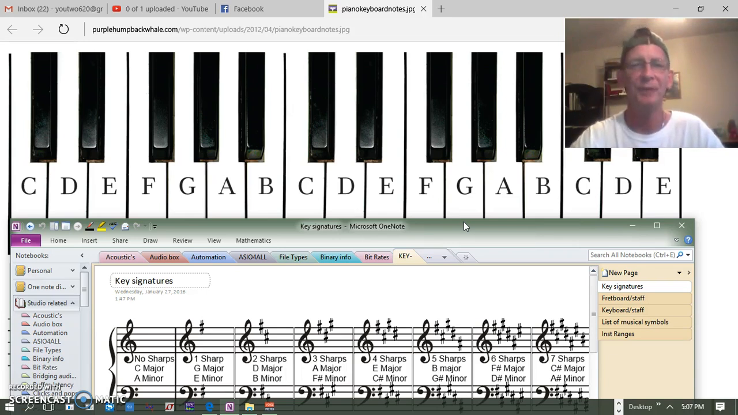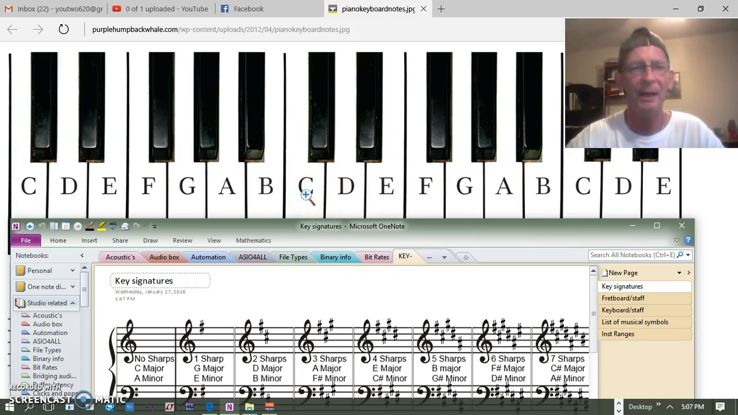Okay, we talked about scales, right? And we talked about the major C scale. So you've got C through C, right? And that's the major scale. So when you're looking at that, it's got no sharps or flats.